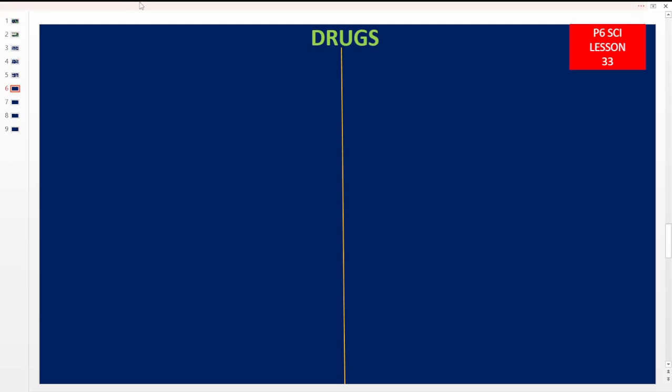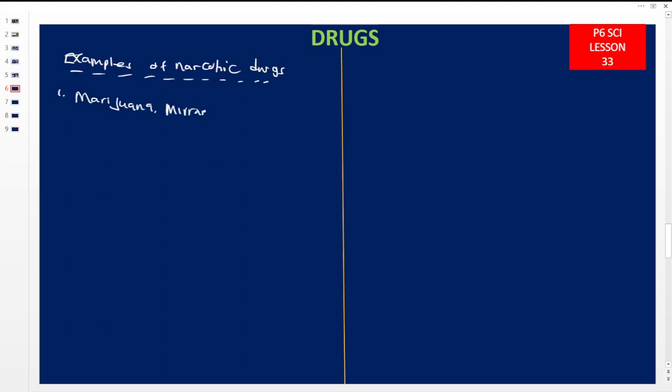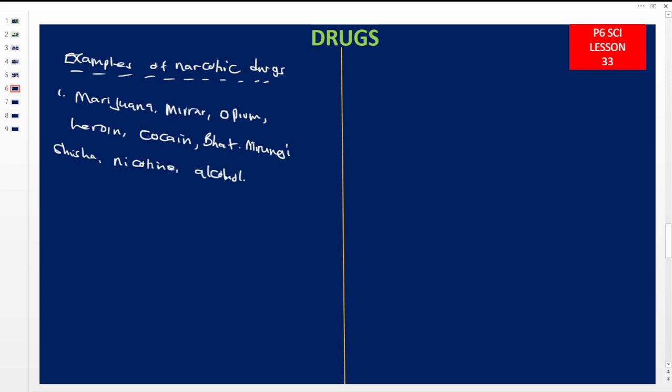Then now let us look at examples of narcotic drugs. And remember, we said narcotic drugs are the drugs that cause addiction, or the other drug abuse. 1, marijuana. There is miraa. There is opium. There is heroin. We have cocaine. We have Bhang. We have Mayirungi. We have shisha. There is nicotine. We have alcohol, and so on. So those ones are narcotic drugs, or the drugs that are commonly abused.